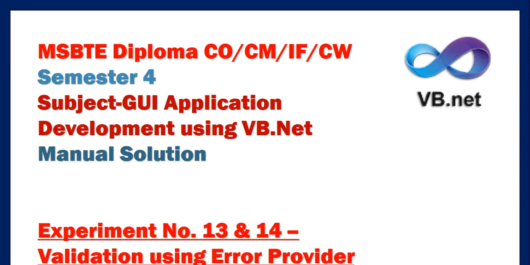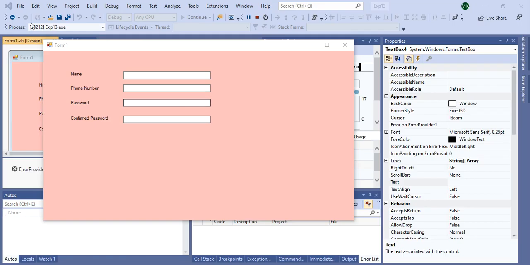In this video, we will study exercise number 13 and 14, which is combined form validation using error provider control. So first we will see the output. In this output, these are 4 labels: name, phone number, password and confirm password. And these are 4 text fields for entering values.